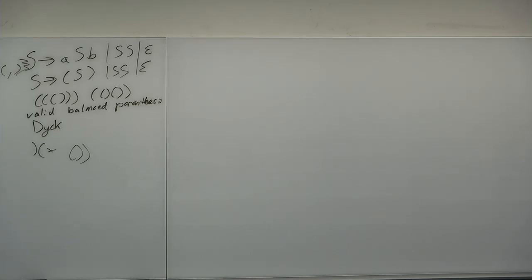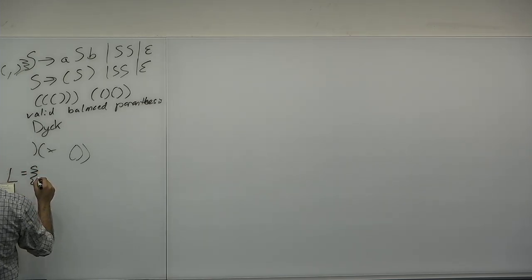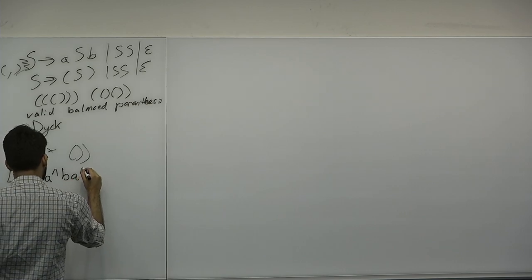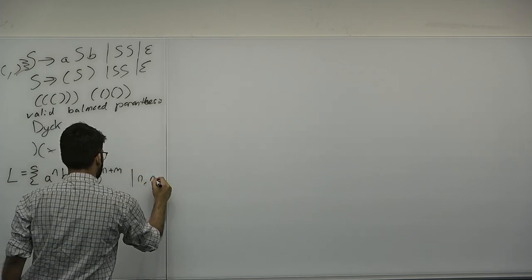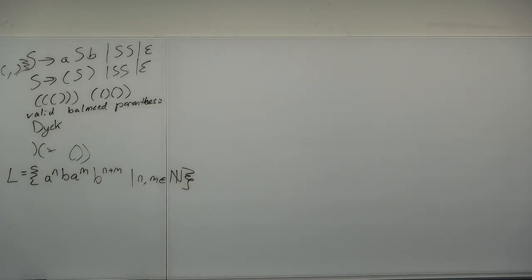Okay, I'm going to give you a language. I want to see if you guys can come up with a grammar for this one. So let L be a to the n, b, a to the m, b to the n plus m, where n and m are naturals. All right, so let's see if we can come up with a context-free grammar for this one. Again, it seems hard, but like everything in this class, there's just one trick. Once you get the trick, it wipes itself.